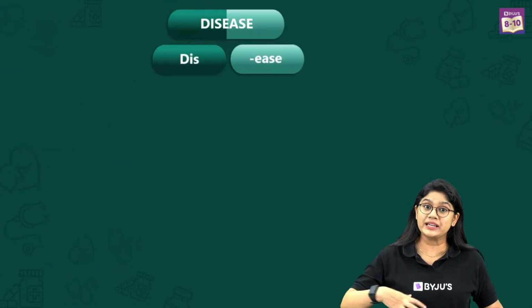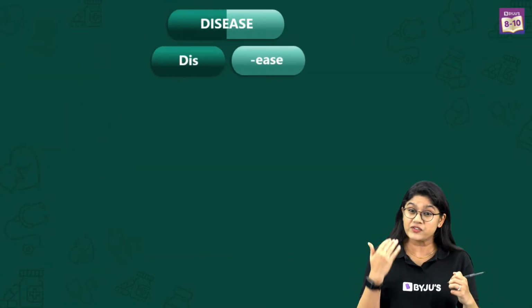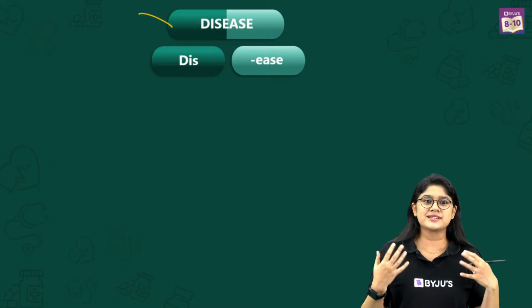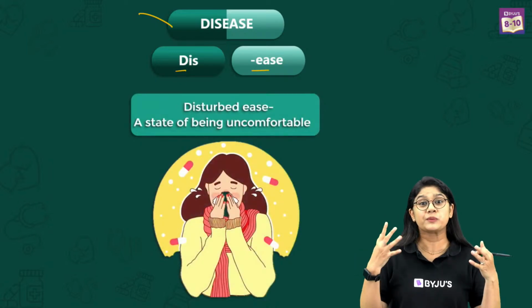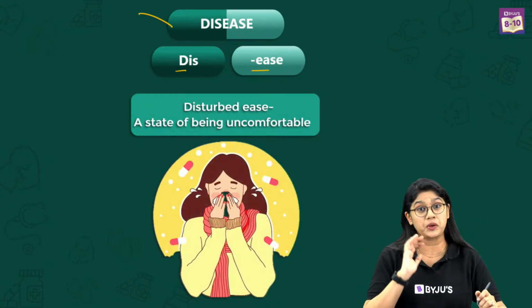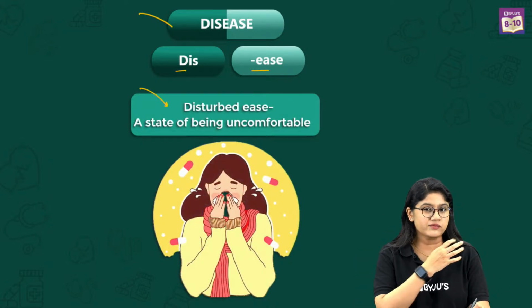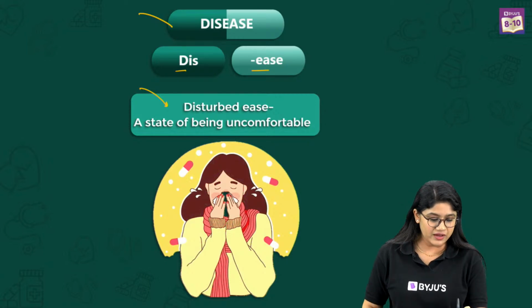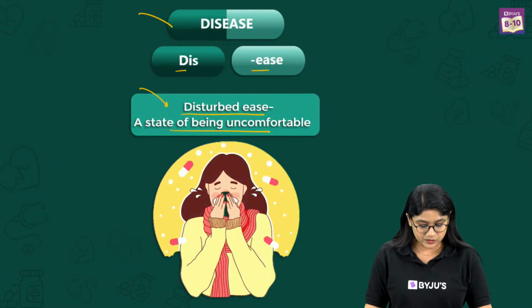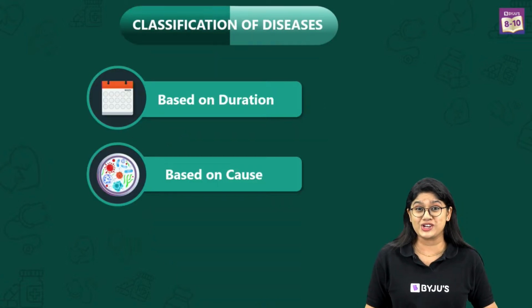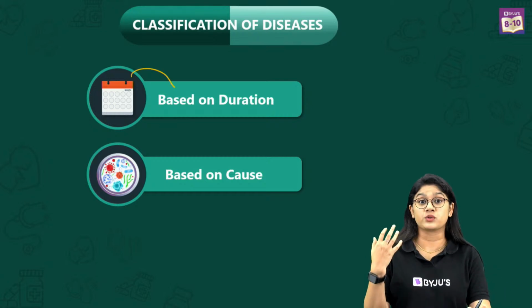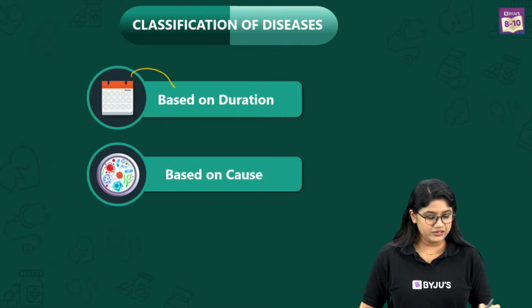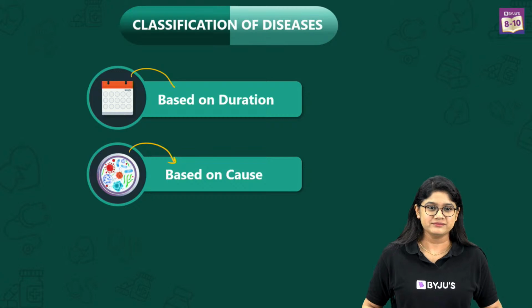So now everyone, let's quickly recap the things that we have studied in the previous class. We talked about disease, right? Now what is a disease? Disturbed ease, right? We will not be very comfortable in that particular state when there's some disease in our body. So we have disturbed ease, a state of being uncomfortable. Then in the previous class, we discussed the classification of diseases, right? There are two main types: based upon the duration, and based upon the causes.